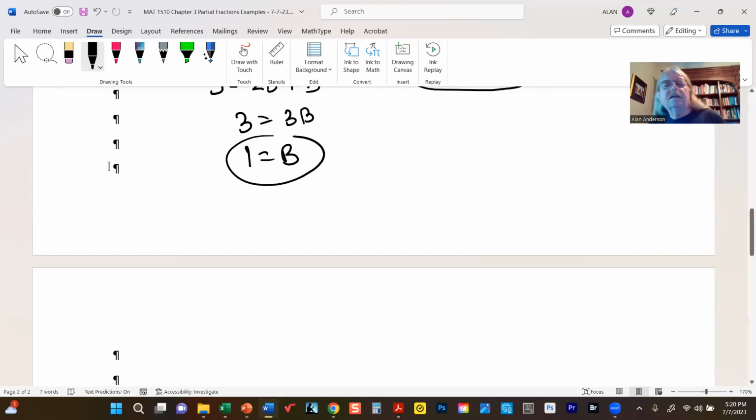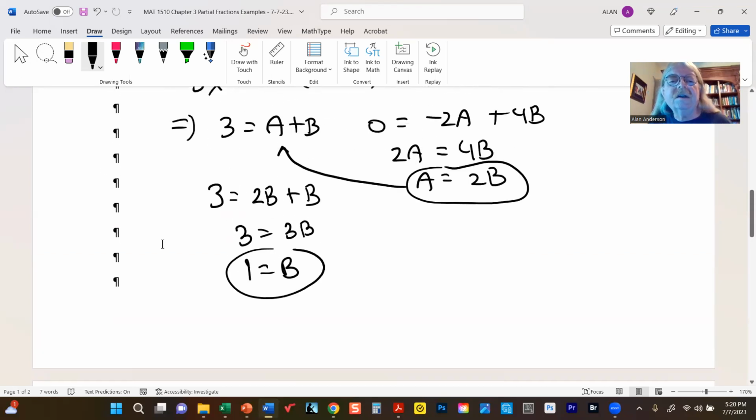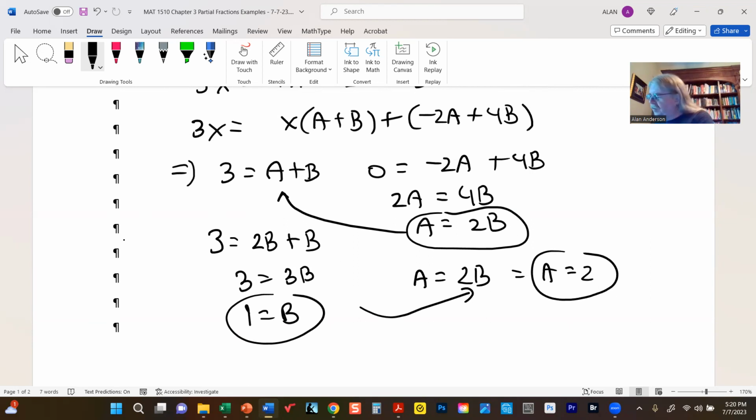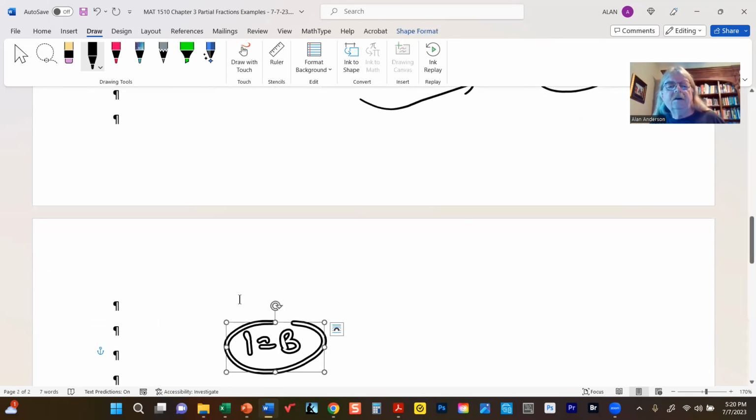So what that means then is that we solved for A and B. Oh, you know what I just realized? We still have to do A. Sorry, A equals 2B means that A equals 2. All right, now we're good. We need a constant for both of them. So now you can go back to the original expression.